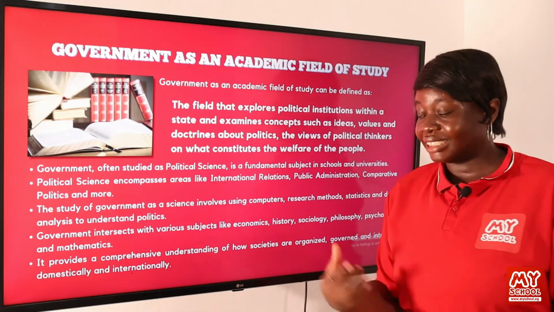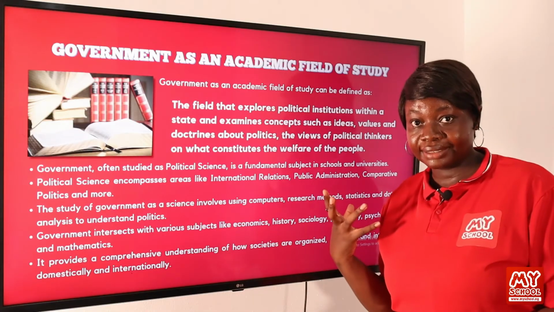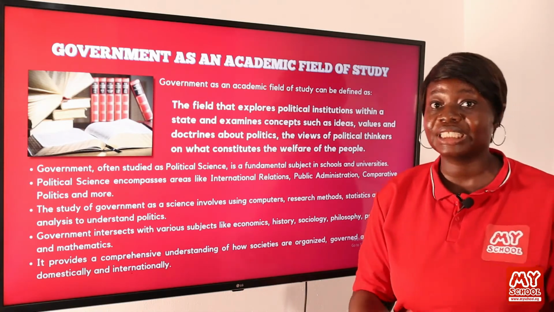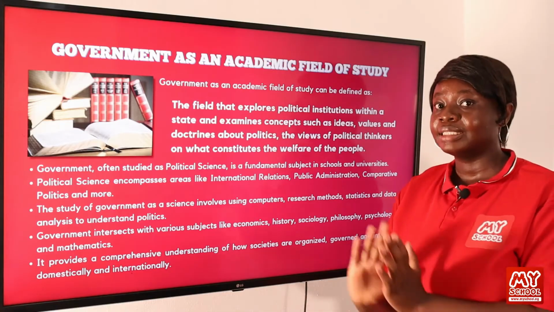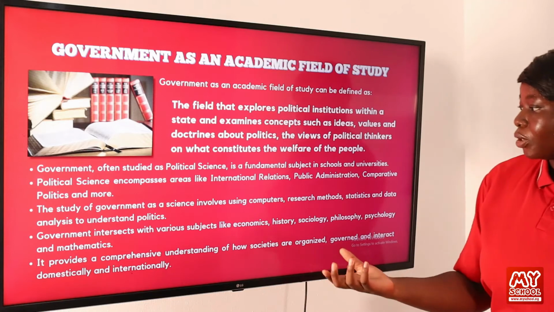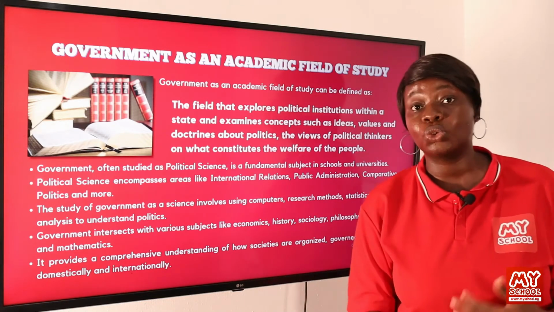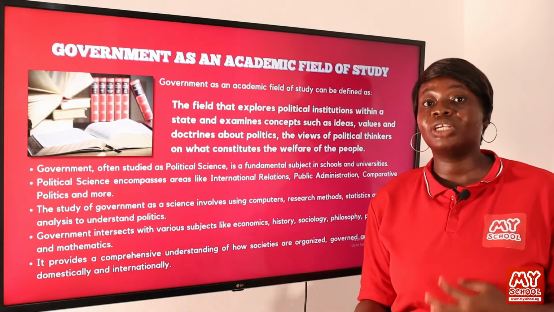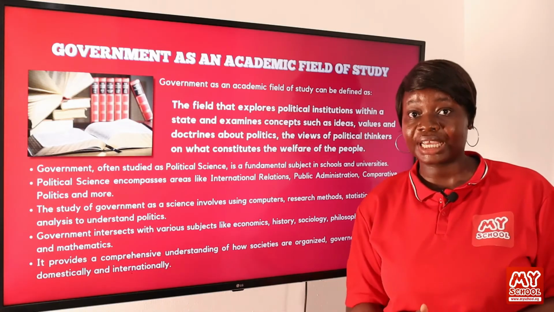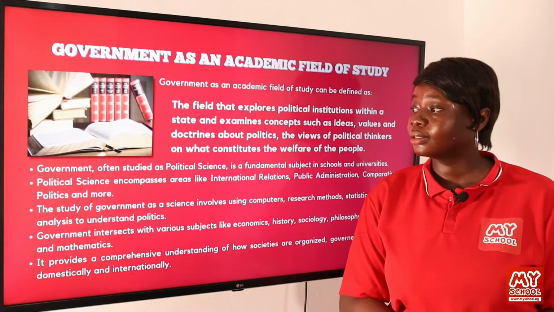Then the study of government as a science is a different matter. Here, you're studying government as an art when you're just talking about the process in which the government makes decisions and implements policies in the society. But when you're studying government as a science, we are talking about how you make use of computers, research methods, statistics, and data analysis to understand politics. This time around, you're using scientific methods to understand how different political systems are run in the society and how they help in the development of those societies.